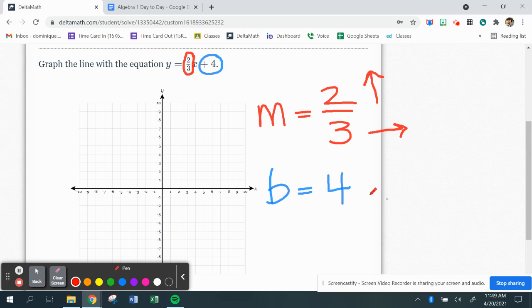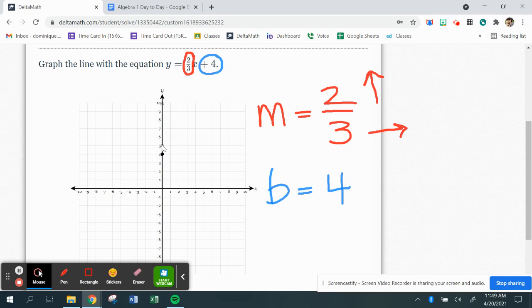So we're going to plot our y-intercept first, and then from that y-intercept, we're going to go up 2 over 3, and we're going to count the spaces on here. So I'm going to go to where our y-axis is 4, just right here, and we're going to go up 2 over 3 because that's what the slope is.